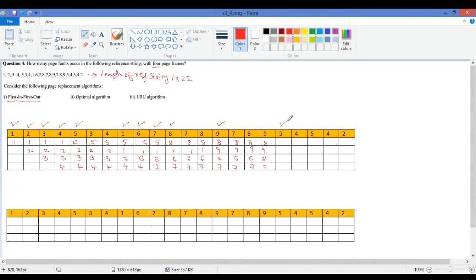What is the candidate for replacement? You see who is there for the longest time? 8? No, 9 is here. 6. You see, 6 is the longest. It's longer than 7 also, right? So 6 is the candidate for replacement. So 5 will come here. The remaining 9, 8, and 7 I just copy.